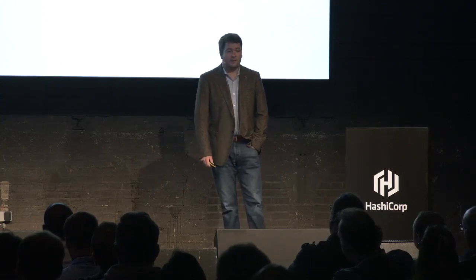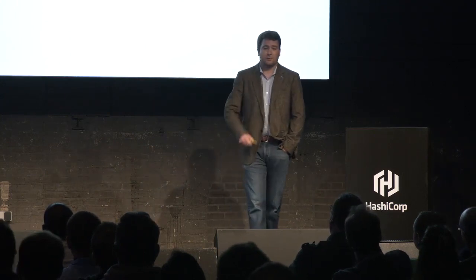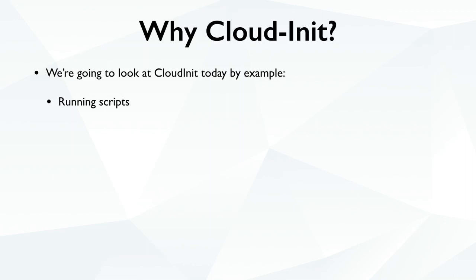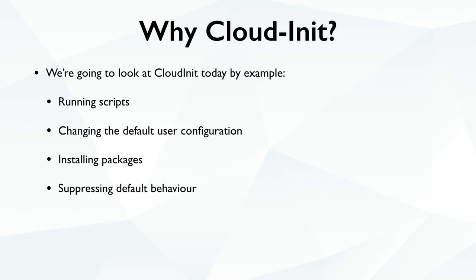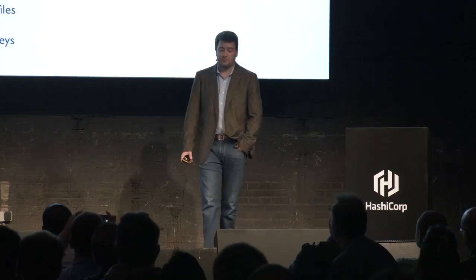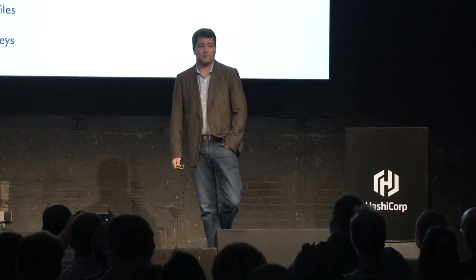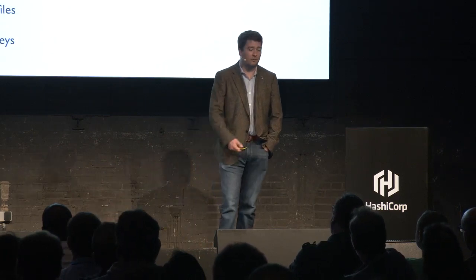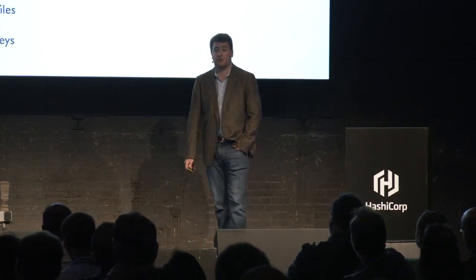So we're going to look at this by example, and I'm going to go through a whole bunch of examples. One of them is just running scripts, the simplest thing that can possibly work. And then we're going to look at changing default user configuration, installing packages, suppressing some of the default behavior which might be undesirable, writing arbitrary files, configuring SSH keys, and then we're going to take a look at how you can find out more about what this thing can actually do, because it's not very discoverable.